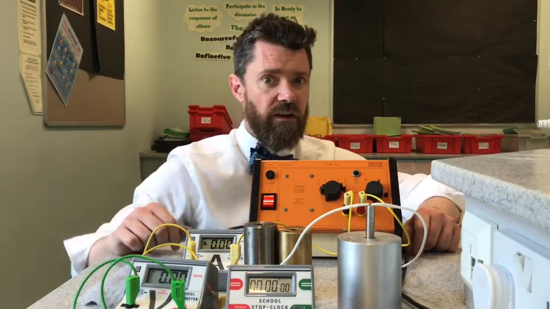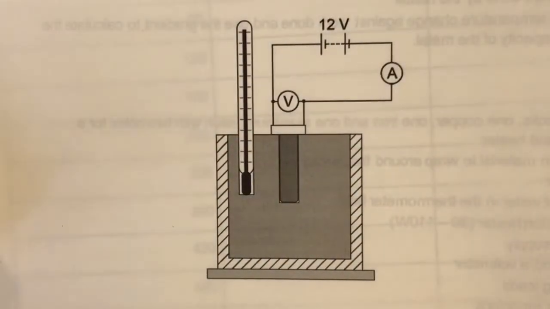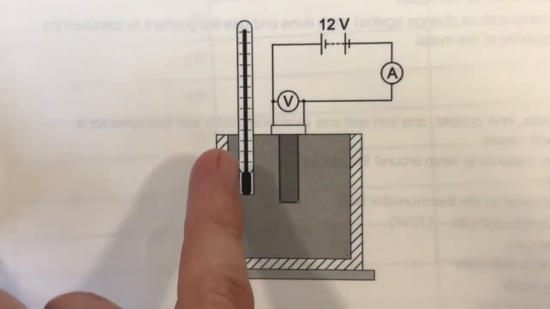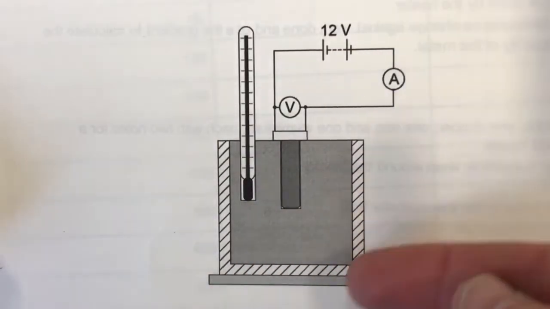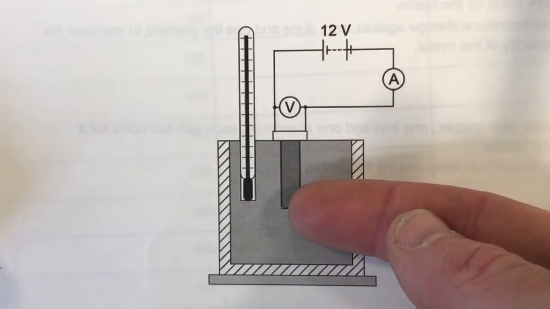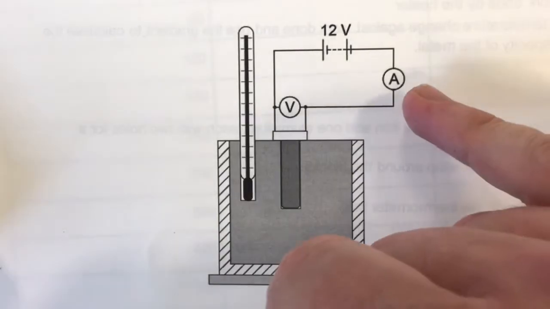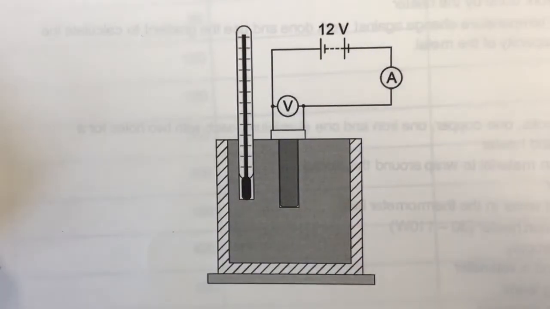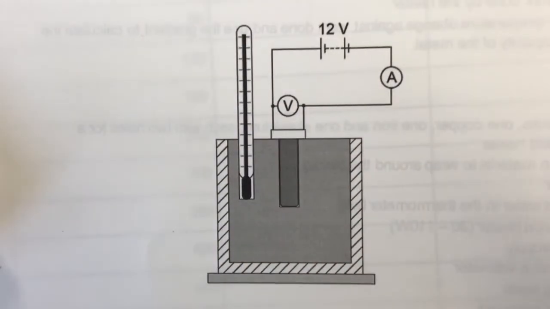Okay, let's see how we're going to use the equipment. So we've got a useful diagram of the equipment. We can see the 12 volt power pack. You can see the thermometer, the metal block. You can see this shaded area is insulating material around the metal block. This area here represents the immersion heater inside the metal block. And then you can see we've got an ammeter connected in series with the immersion heater and a voltmeter connected in parallel with the immersion heater.